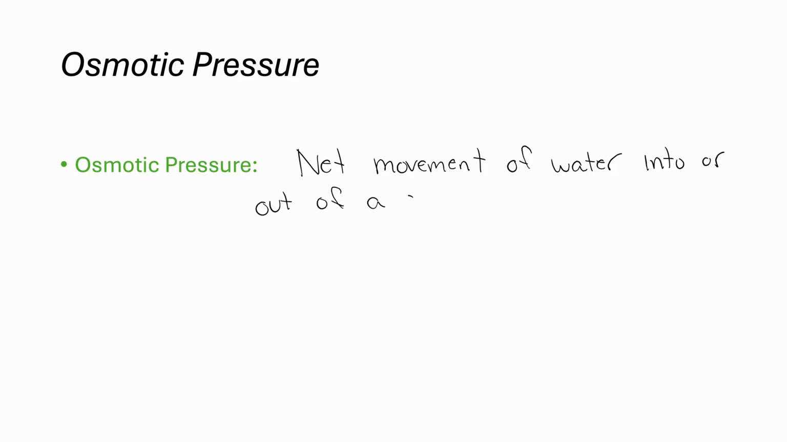So this movement, this net movement of water into or out of the cell, produces what we call osmotic pressure. Again, net movement into the cell increases pressure and out of the cell decreases pressure. So that net movement of water into or out of the cell is going to produce a force. And that force is what we call osmotic pressure.